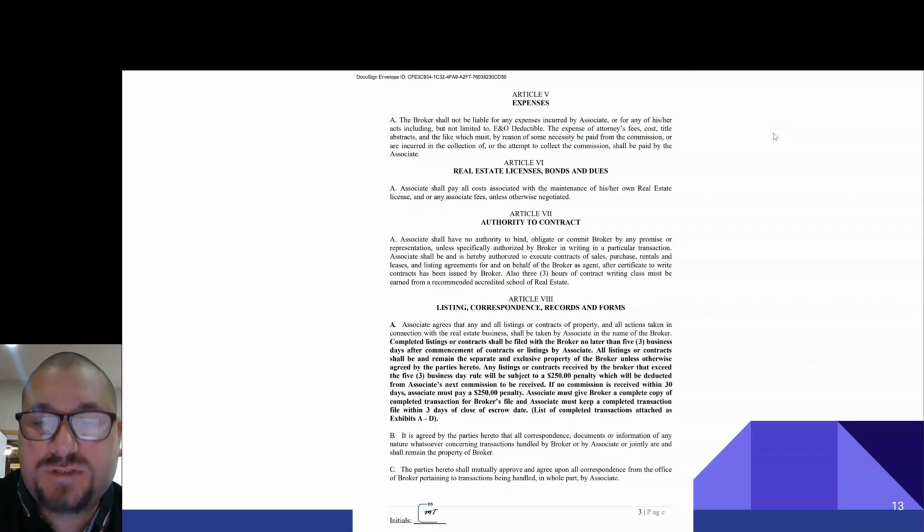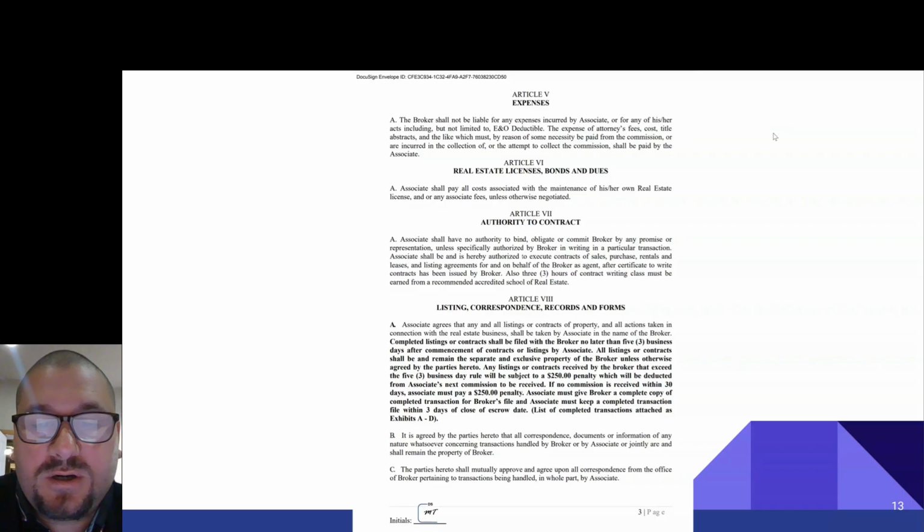So again, associate must give a broker a complete copy of completed transaction for broker's file, and associate must keep a completed transaction file within 3 days of close of escrow date. So close of escrow comes, right? The transaction ended. That means close of escrow, right? You closed. Within 3 days of closing escrow, you need to give your broker all the files, and you need to keep a copy of all the files. List of completed transactions attached as exhibits A through D. So, exhibit A, exhibit B, exhibit C, exhibit D, things like that.